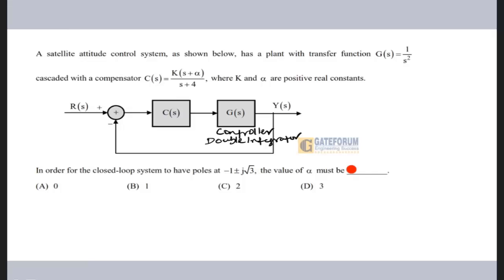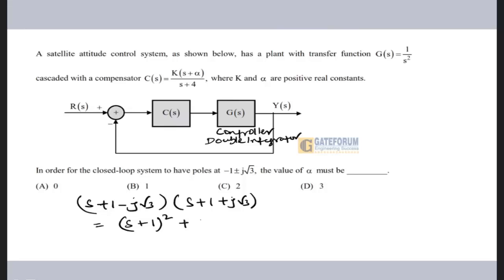What they are asking here is that for the closed loop system to have poles like this, the value of alpha must be what? The closed loop poles should be s equal to -1 plus minus j root 3. So s plus 1 minus j root 3 and s plus 1 plus j root 3. That comes out to be s plus 1 whole square plus 3, which is s square plus 2s plus 1 plus 3, that is 4.